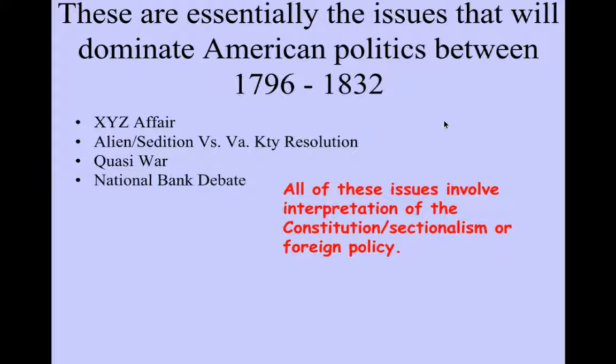The national bank debate: whether or not the federal government has the power to have a national bank. Again, this involves the interpretation of the Constitution. I talked about that in the last slide, so I think I'll just move forward.